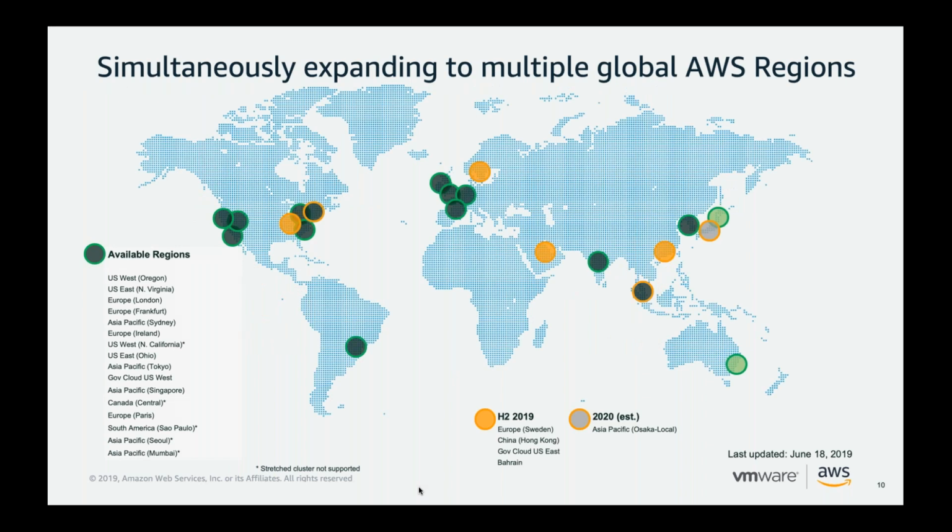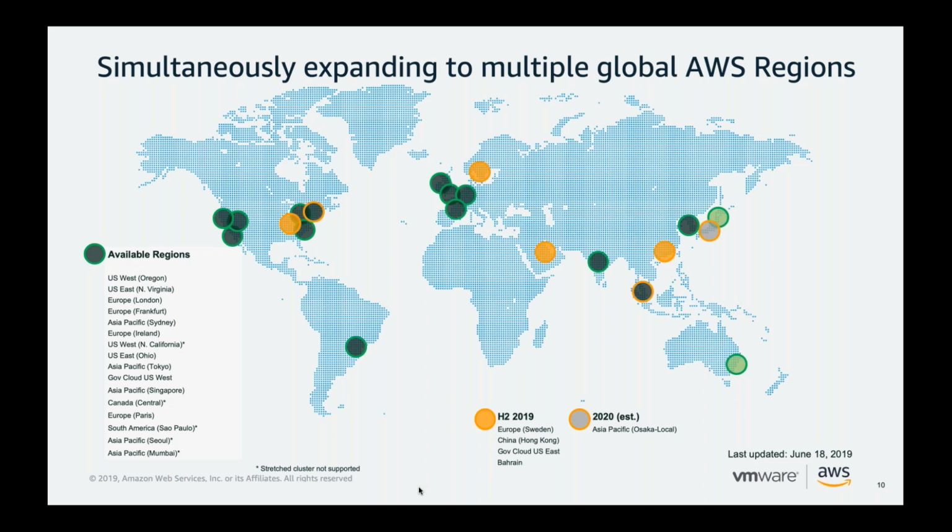So we're simultaneously expanding to multiple global AWS regions to make VMware Cloud on AWS available to our customers. For example, as you can see, the regions where it is available today are US West Oregon, US East Northern Virginia, Europe London, Europe Frankfurt, Asia Pacific Sydney, Europe Ireland, US West Northern California, US East Ohio, Asia Pacific Tokyo, GovCloud US West, Asia Pacific Singapore, Canada, Europe Paris, South America Sao Paulo, Asia Pacific Seoul, and Asia Pacific Mumbai.